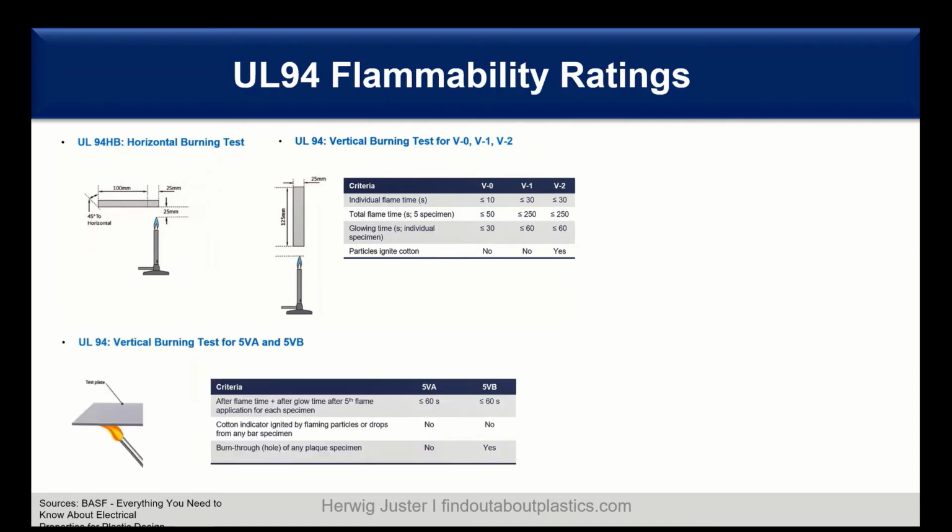So the vertical burning test is shown here. We have a test plate, and the Bunsen burner is held underneath the plate. Before we just talked about sticks, but now we have really plates. The key is to reach the 5VA level. It is not allowed to burn through the plate, so it is not allowed to have a hole. Whereas in the 5VB this is allowed.